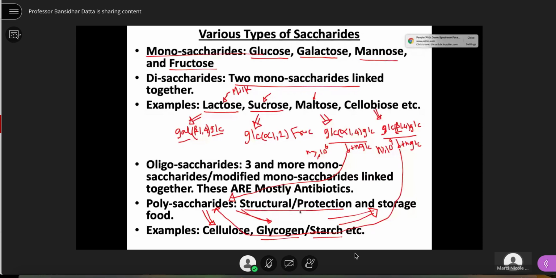Can you explain the difference between the oligosaccharides and then the polysaccharides? I don't understand what the difference is between the two. So, oligosaccharides, I didn't go through oligosaccharides. It's hanging there. Did you get the polysaccharides?